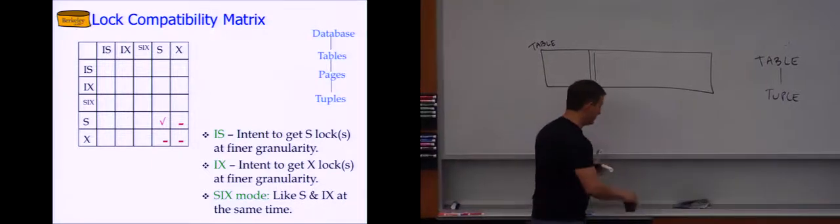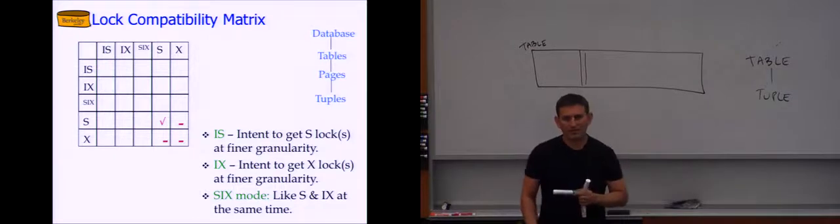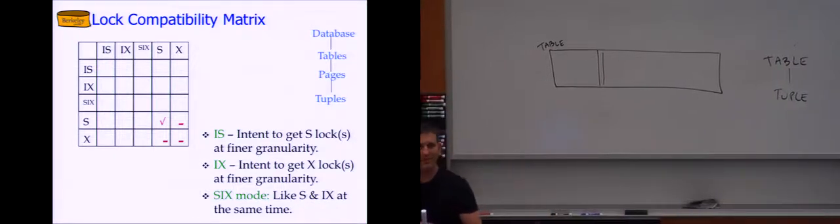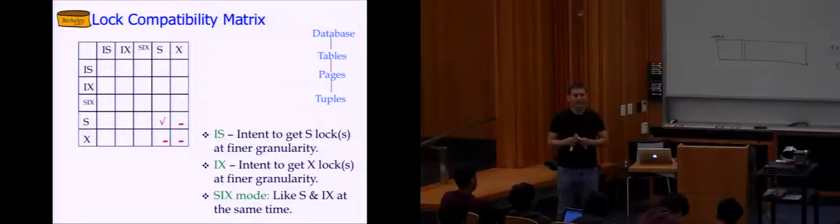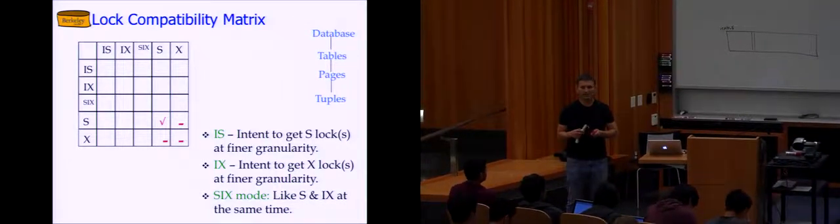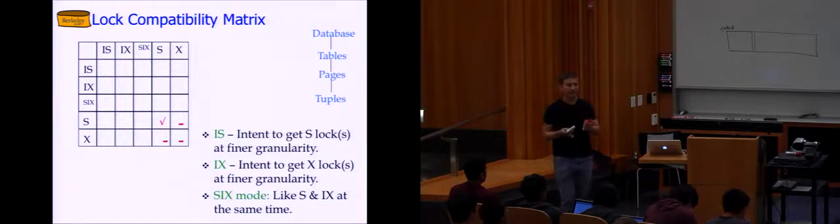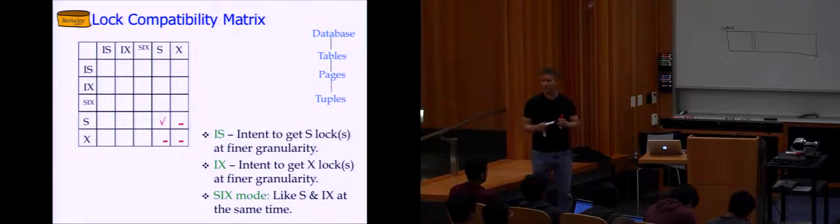I see some yeses and some nos. Why don't somebody who thinks they are compatible give me an example where they might be compatible? Anybody willing to do that? What's the concern with IS and IX for someone who doesn't think they're compatible? What's the concern?